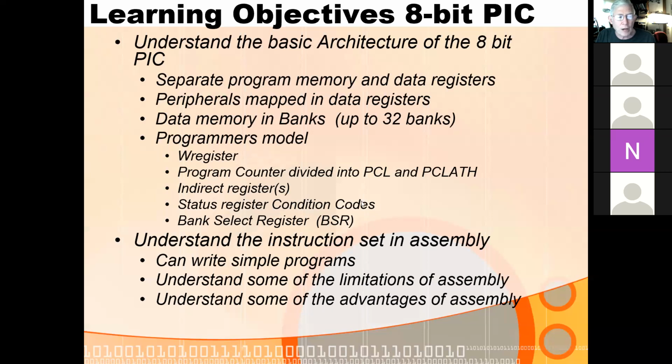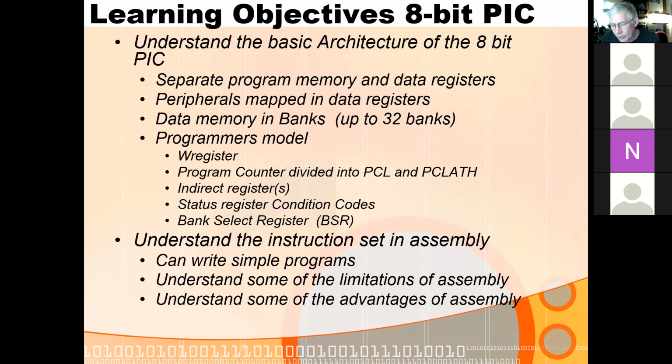Some processors have a built-in two's complement overflow bit called a V bit, and often a negative bit as well. But we don't. This chip didn't implement that. And then we have our bank select register. Now the bank select register is going to be very key to your understanding of how this chip works, and that's because the data memory is partitioned into banks.